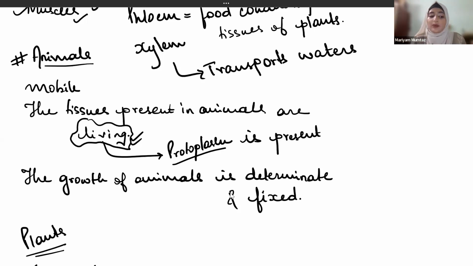So this is the reason why, because our height is fixed. Up till a certain mark, we will grow, and after that, we will not grow. So the height or the growth of the animals is determinate. We know that we will grow up till this mark and then we won't grow. And it is fixed because we cannot keep on growing all through our life. We'll stop growing at one point, isn't it?